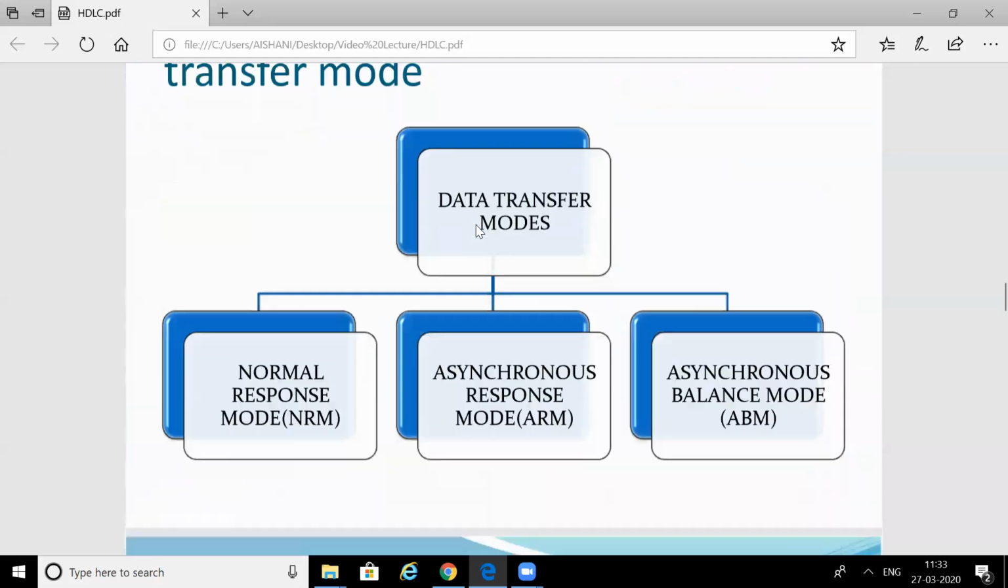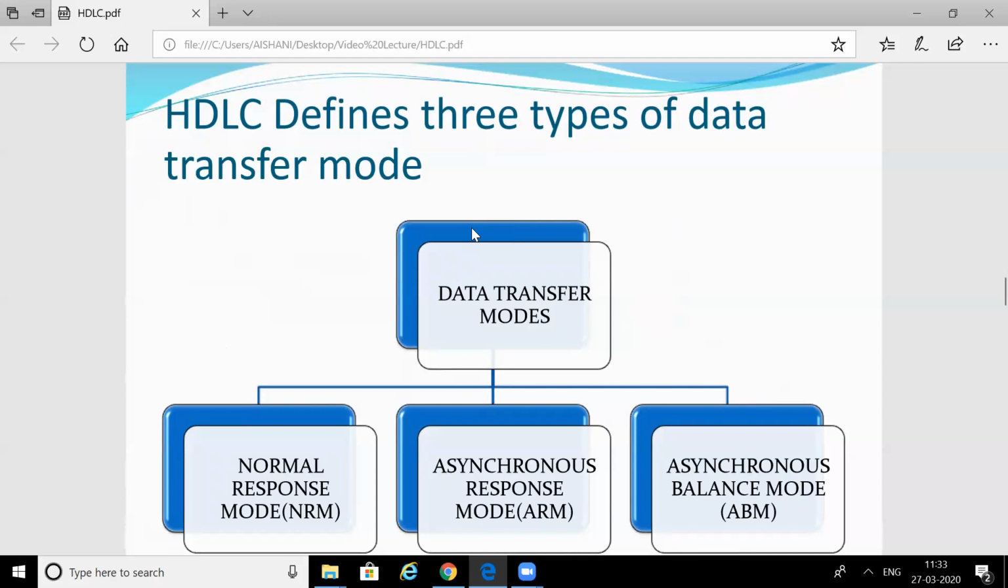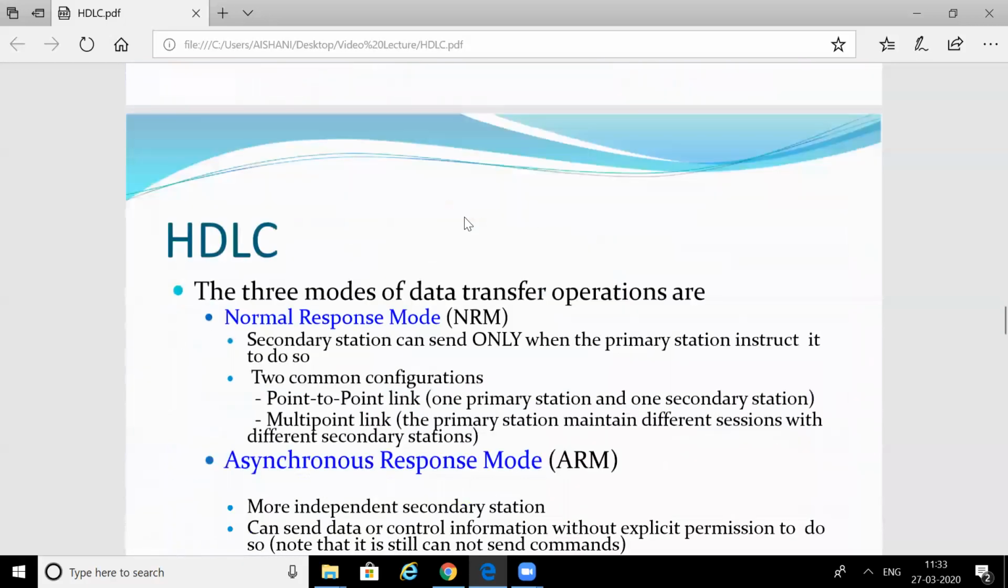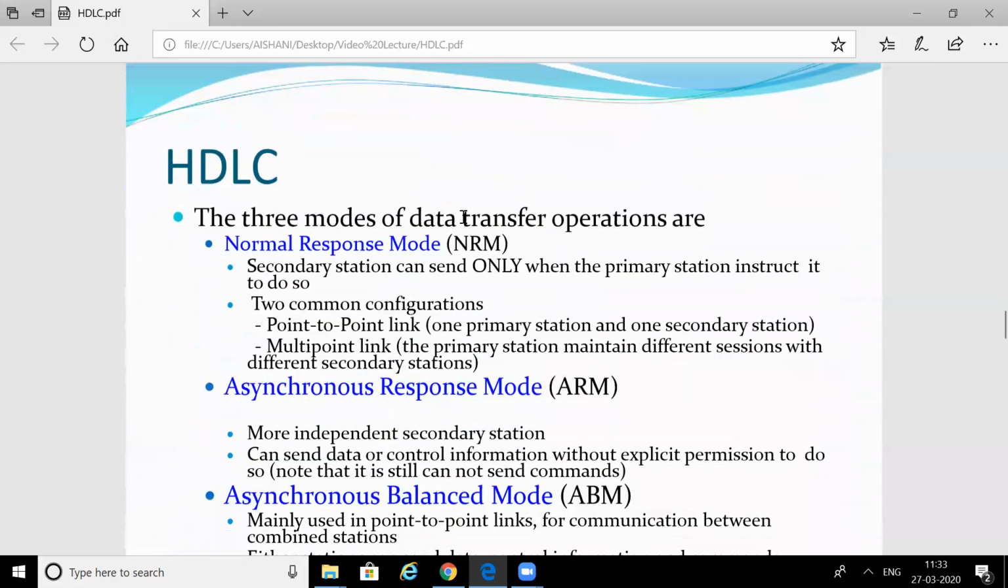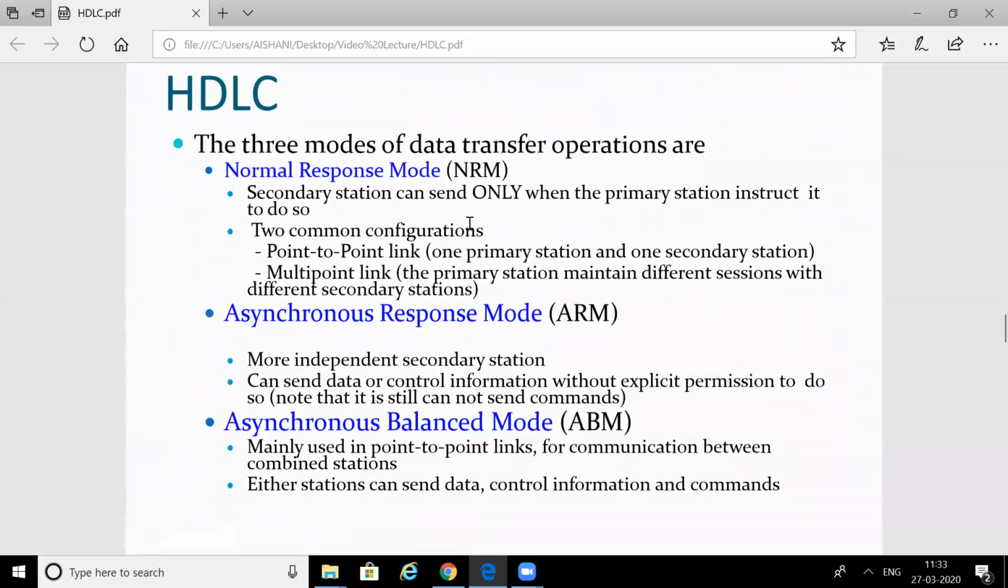So the first data transfer mode is the normal response mode. Here secondary stations can only send data when the primary station instructs. There can be two types of configuration between primary and secondary. One is the point-to-point link.